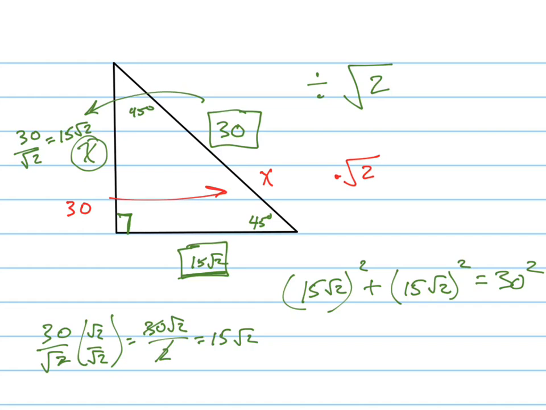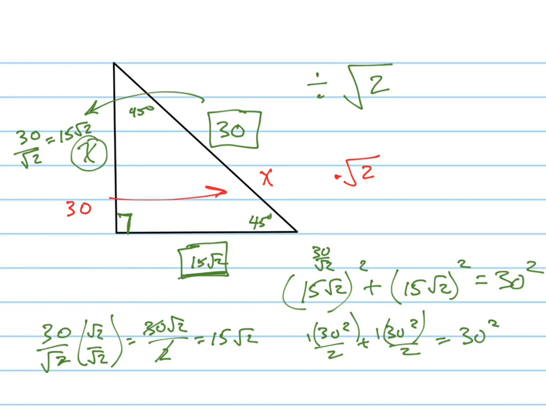Well, let's bring it back into what it was originally. It was 30 over root 2, right? So that's 30 squared over 2 plus 30 squared over 2 equals 30 squared. What's 1/2 of 30 squared plus 1/2 of 30 squared? 1 whole 30 squared. Make sense? And so that shows you that that actually worked.